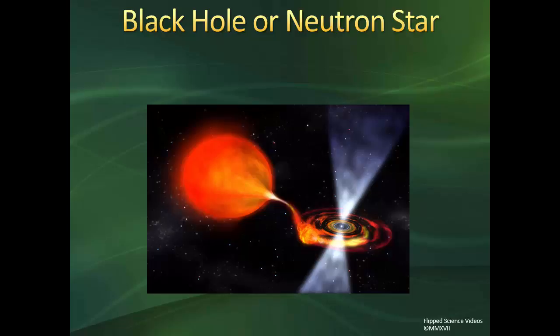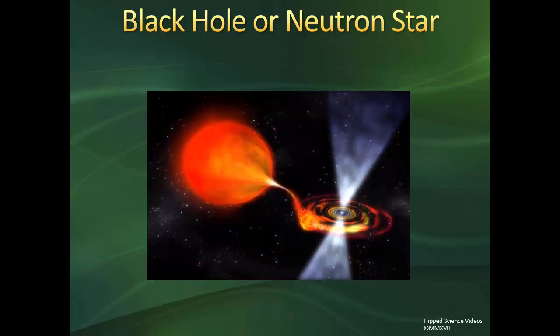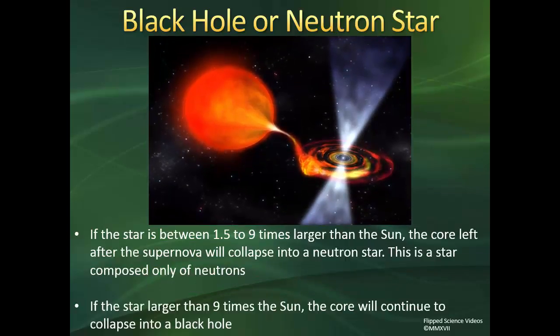They are detected because they eject energy from their polar regions. And a black hole is a point in space where no other matter can escape. We can't see them because they suck in even light. If the star is 1.5 to 9 times larger than the sun, the core will go into that supernova, and then from the supernova into the neutron star. If the original star was 9 times larger than the sun, then it's going to collapse all the way back down into a black hole.